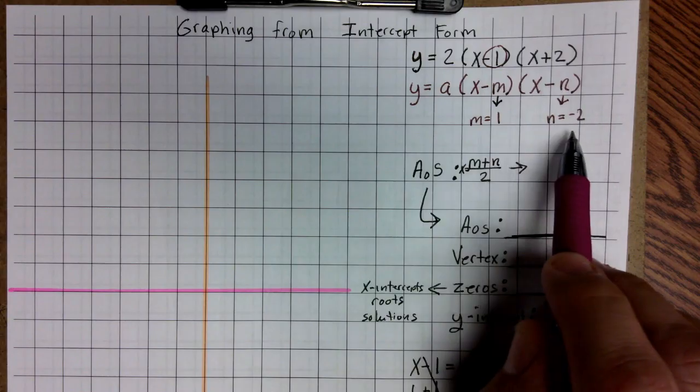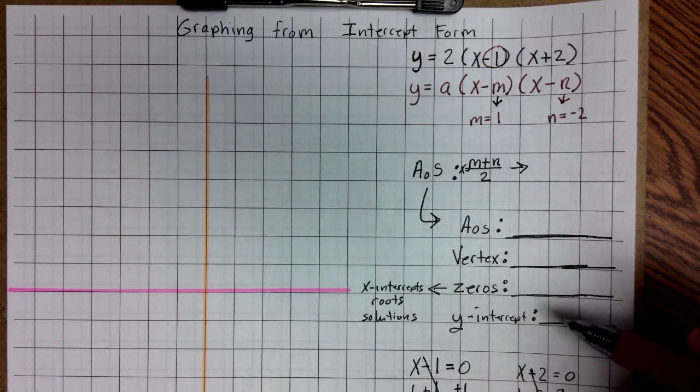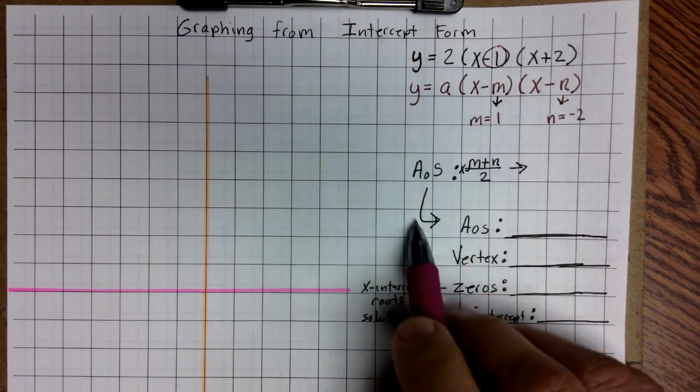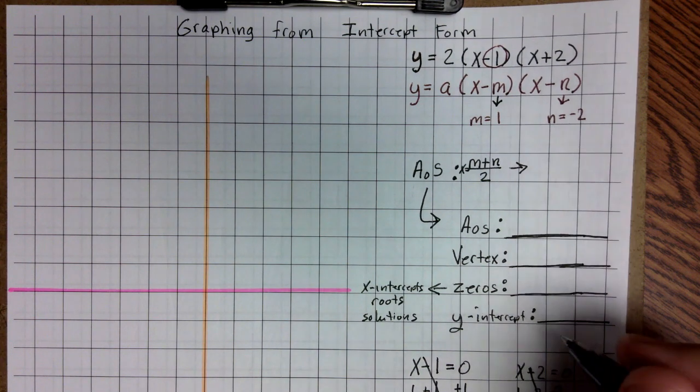Just because we have our m value and our n value, which represent our zeros, and we can go ahead and write those in, doesn't mean that we can get the AOS immediately from that. There's going to be a process that we have to do. But since we know what our zeros are at this point, let's go ahead and write them in.